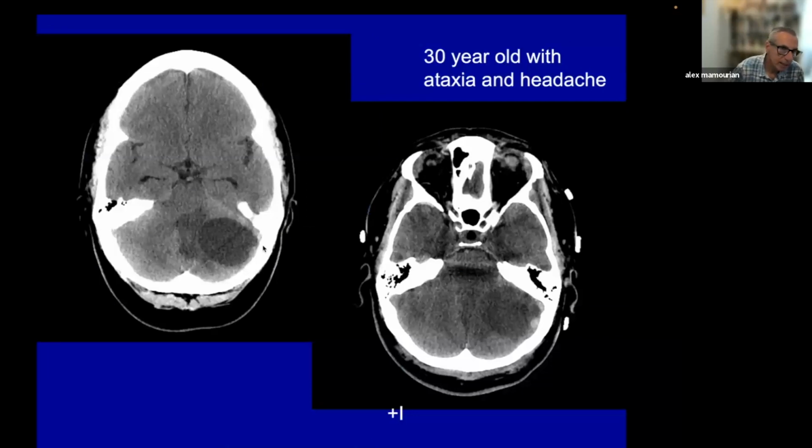Here we see a low attenuation lesion in the cerebellum. Again, I just told you that low attenuation is common in cases of demyelinating disease. However, after administration of contrast in this patient, you can see there's an enhancing nodule, and nodule enhancement is not expected in patients with demyelinating disease. So we're going to take that off the table, and we want to favor neoplasm. In this case, this is a hemangioblastoma.